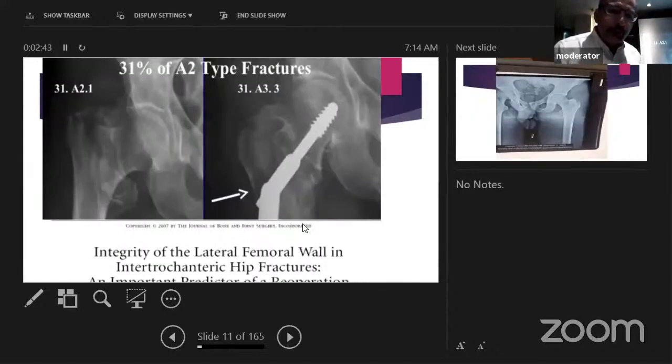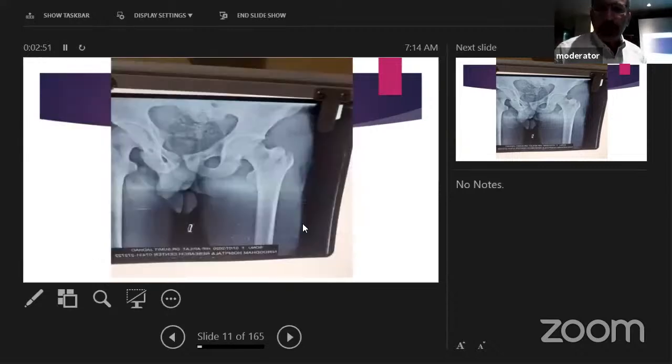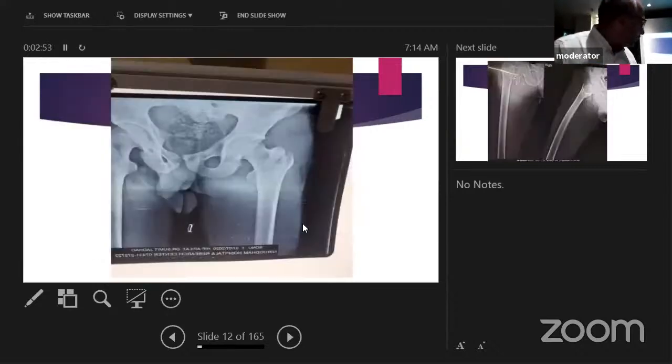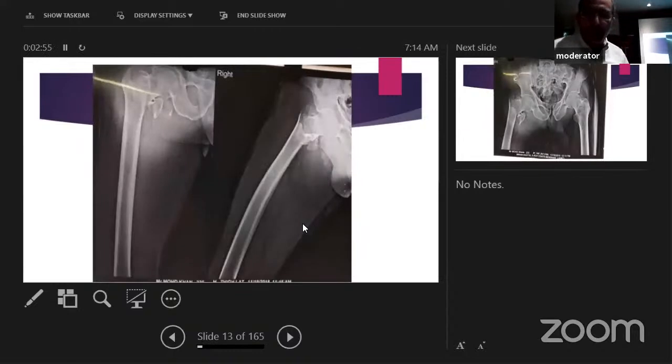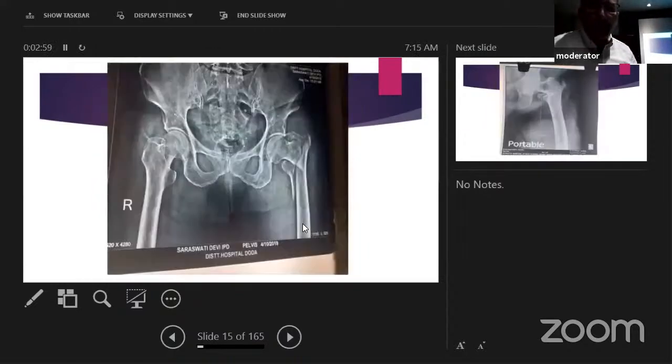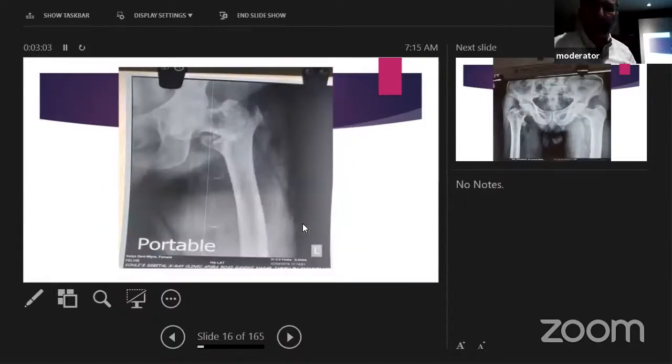Essentially, and that is supported by the literature as well, the integrity of the lateral wall is a predictor of failure. If the lateral wall is not intact, that can lead to failure. For example, these are the X-rays. These are the classical cases for DHS. Straightforward, no issues with that. Again, the lateral wall is intact; though it looks unstable, it is DHS. Again, DHS for this.